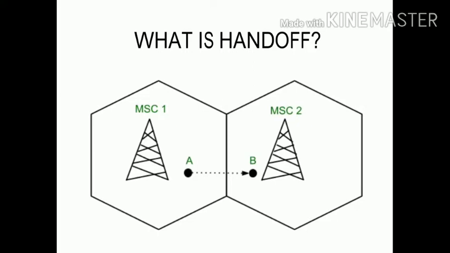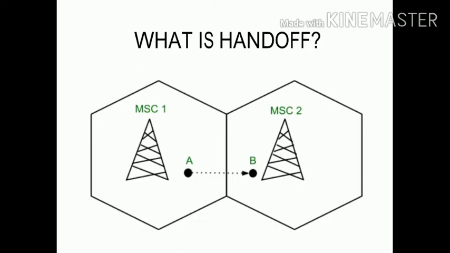So here two situations arise. Situation 1, the base station conveys the signal information to its MSC and the MSC selects the most suitable base station with an unoccupied channel for the mobile station. That means here the important role is played by the MSC.